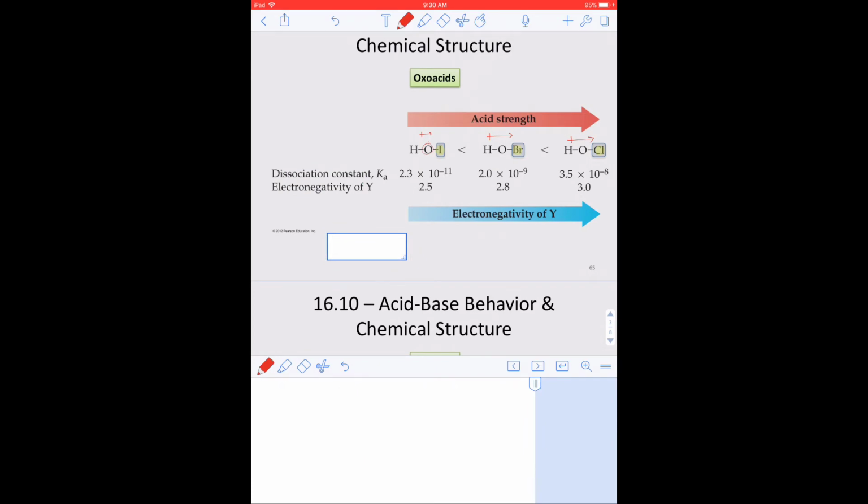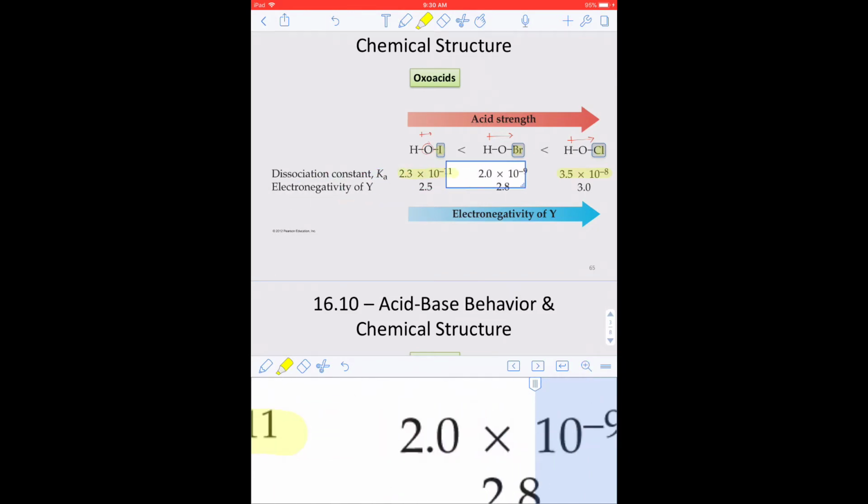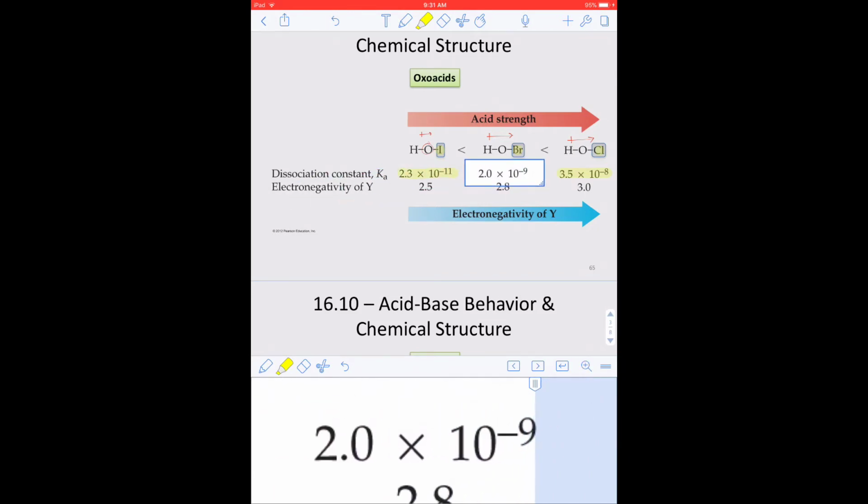And so when you look at these Ka values, right, Ka is the biggest here, and the smallest here. And so these are trends that you can follow, and then medium here in the center. And it depends on the electronegativity of that outer atom there.